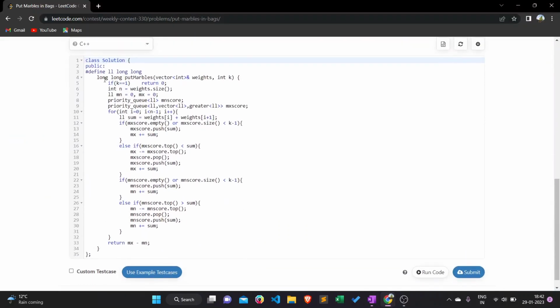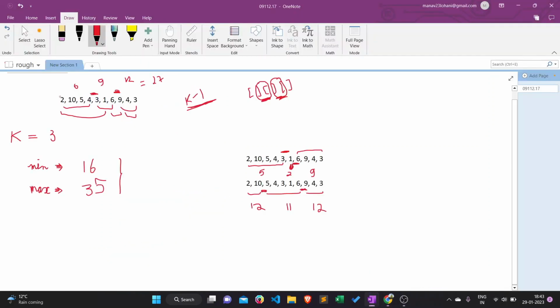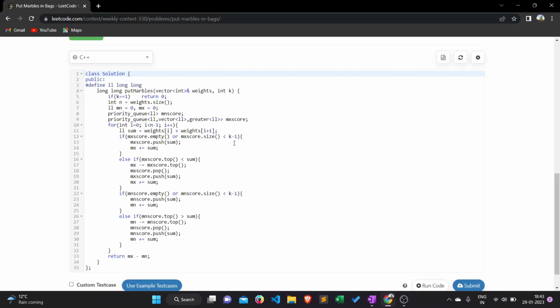First, if k equal to 1, we have to divide it into only one subarray, which means no division. So the minimum and maximum score will be equal. If this is the array, we have to keep it in only one subarray, right? So there will be no division, and the minimum and maximum cost will be 2 plus 3, both 5, so the difference will be 0. Okay, so it is the base case. Then we declare a priority queue, one a max heap and then a min heap. By default in C++ it is a max heap, and we can declare it like this.